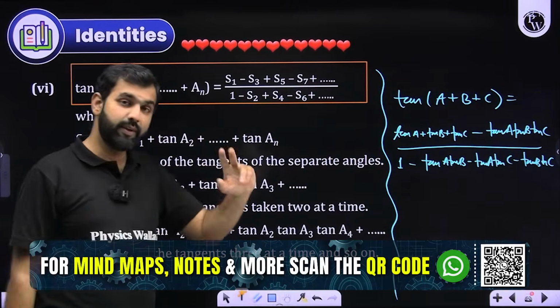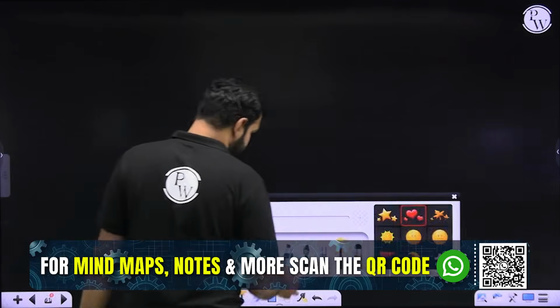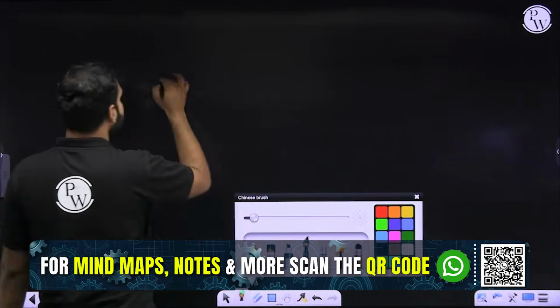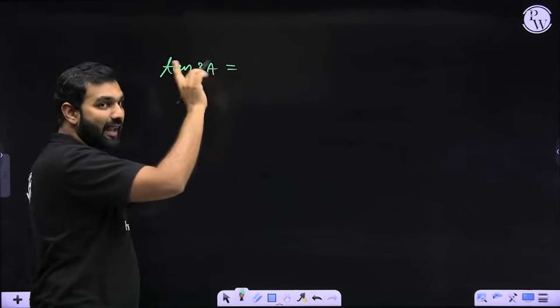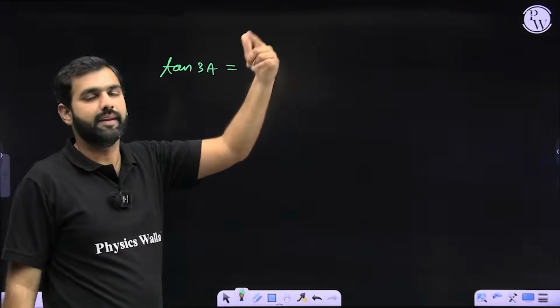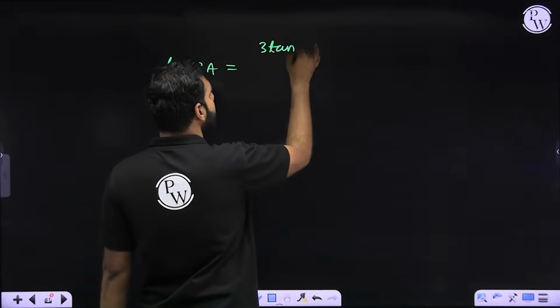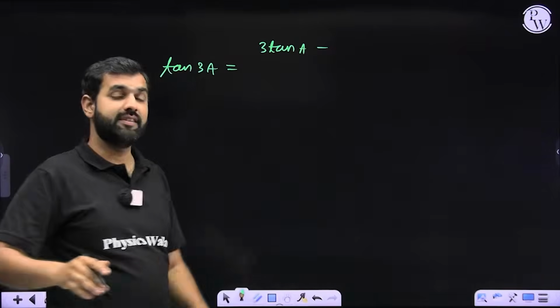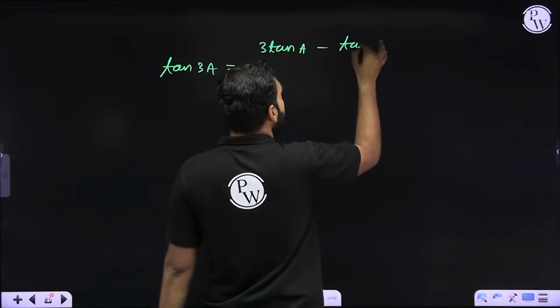Even from this, you can create the formula for tan 3A. How? Let me try and tell you. Let's say I'm interested in creating tan 3A. So what is tan 3A? It is tan(A+A+A). So first of all, S1. S1 will be tanA plus tanA plus tanA, which is 3 tanA. Did you get that? Minus S3. What is S3? tanA into tanA into tanA, which will be tan cube A. Are you getting it?